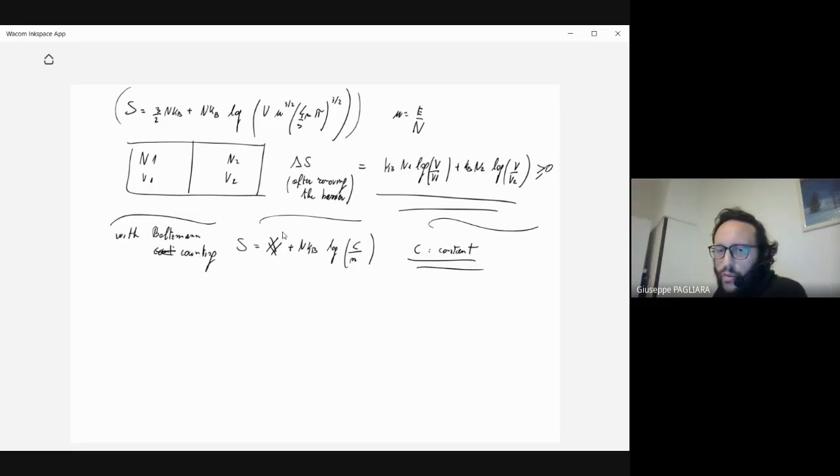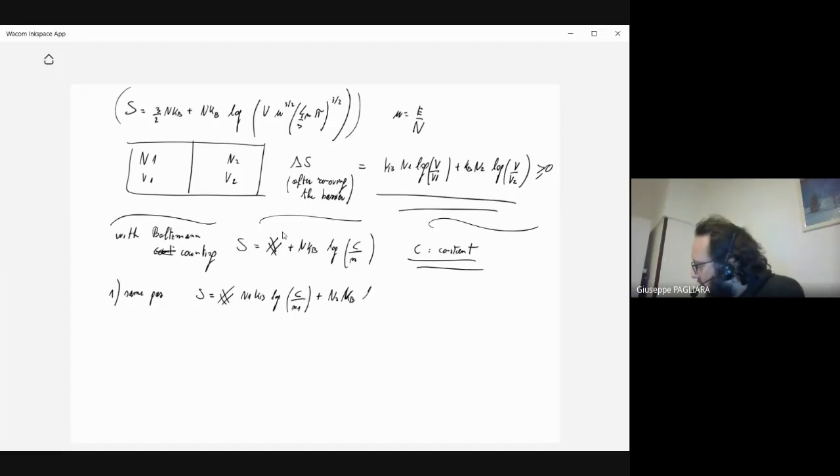Now you compute the change of entropy by using this formula for the same gas and for two different gases. So case one, same gas. The initial entropy is, apart from this term, which will anyway drop, N1 K_B logarithm of C divided by N1 plus N2 K_B logarithm of C divided by N2. Now, this is before removing the barrier. After removing the barrier, we get that the entropy is just, again, this term that will not do anything, then here we have just N1 plus N2 K_B logarithm of C divided by N. So let's put S_A after and S_B before.